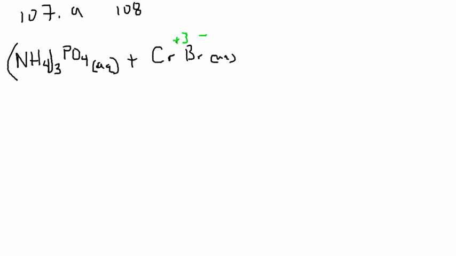So this +3 tells me I need 3 bromides. Let me write that in black there. I need 3 bromides, and that -1 charge tells me I just need 1 chromium. But there's always an assumed 1, so I don't need to write it there. Okay, so let me go ahead and get rid of my charges again, because my charges have served their purpose.